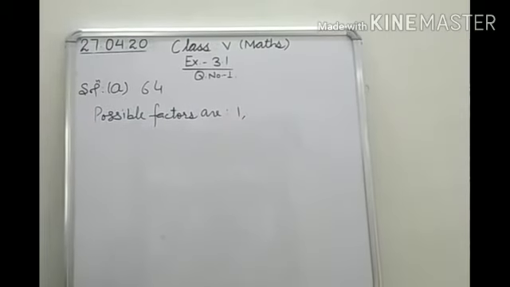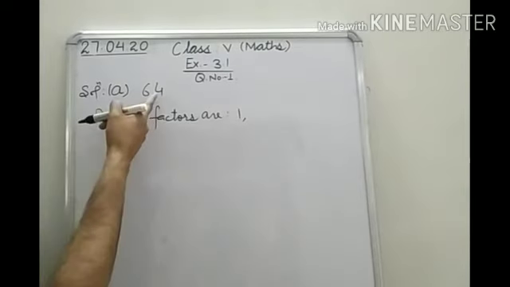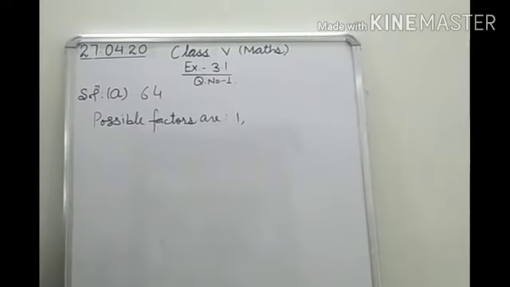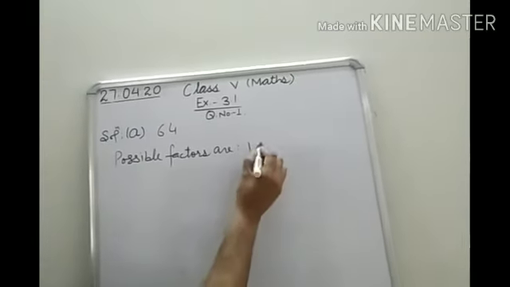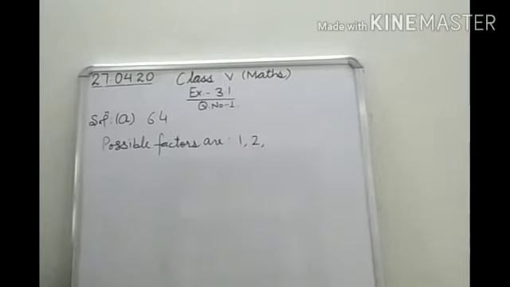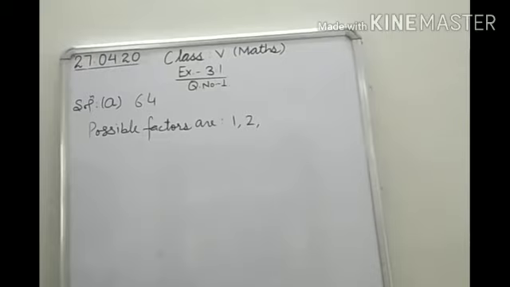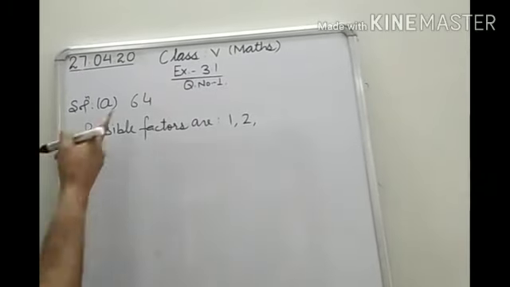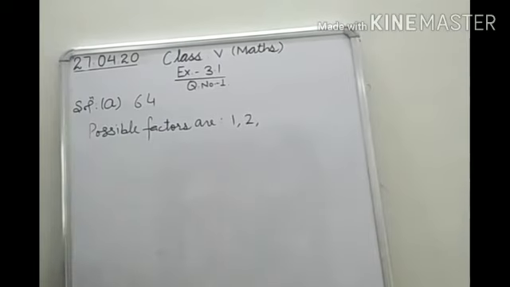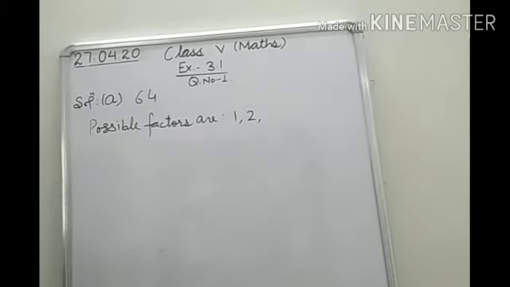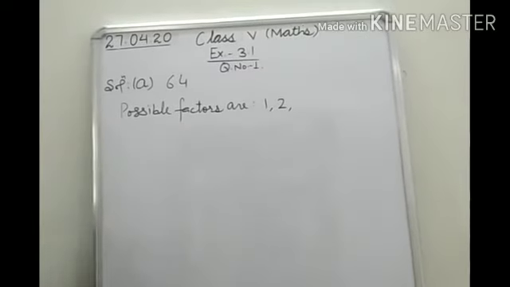Now we have to check whether it is divisible by 2 or not. As the one's digit of this number is 4, means even number, so this number is divisible by 2 also. So therefore 2 is also a factor of this number. Now we have to check whether it is divisible by 3 or not. For that what will we do? We will find the sum of digits. Here the sum of digits is what? 4 plus 6 is 10 and 10 is not divisible by 3. So therefore this number is not divisible by 3. So 3 is not a factor here.